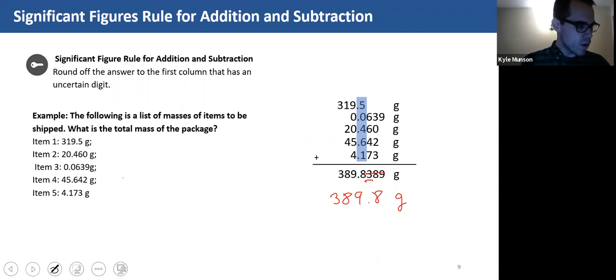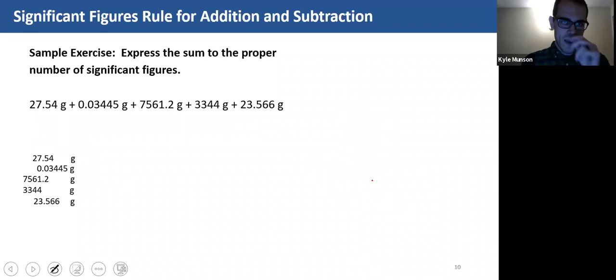Let's do one more example. Express the sum to the proper number of significant figures. Here again are several different items. I've already listed them out here in column form. Why don't you pause the video and do this one yourself, and then we'll get an answer together.